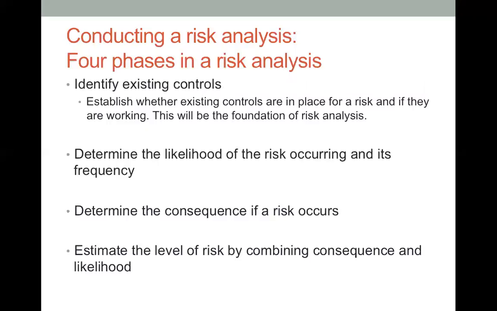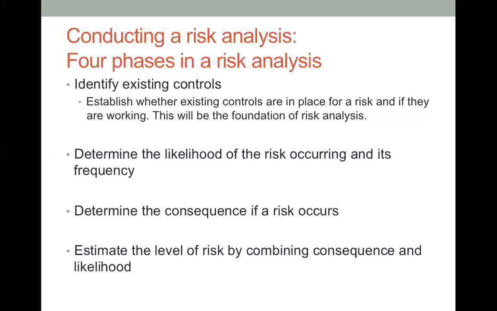Okay, now, in the previous modules and also in assessment 1, we established the context and we identified risks. Now with this topic tonight, we actually conduct a risk analysis. Okay. There are 4 phases in a risk analysis. The first one is to identify the existing controls, whether the existing controls that we have in the organization are in place or not. Right? Are they working or not? Okay. Now these will be the foundation of risk analysis.